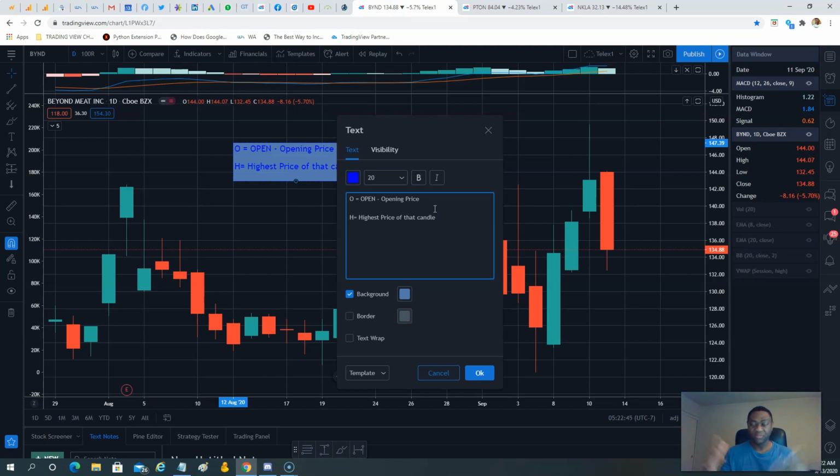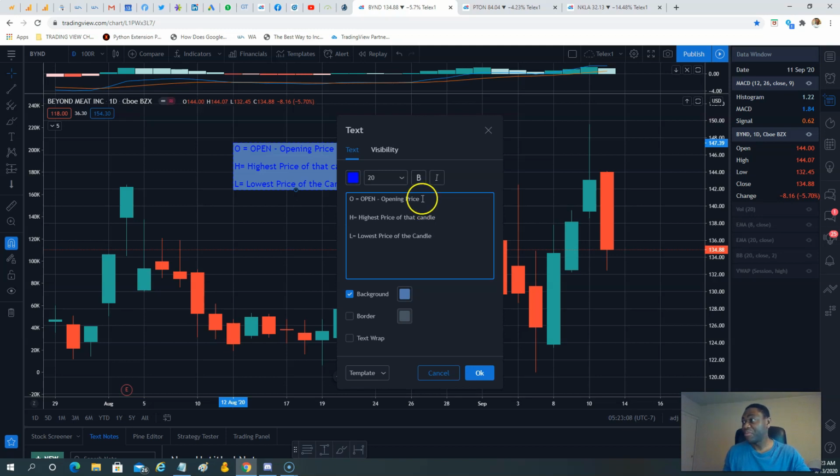So the duration of the candle, if you will. That's why I want you to write high of the day, because right now we are looking at daily candles. But this principle applies: open, high, and the next one is low. L stands for low, so lowest price of the candle.